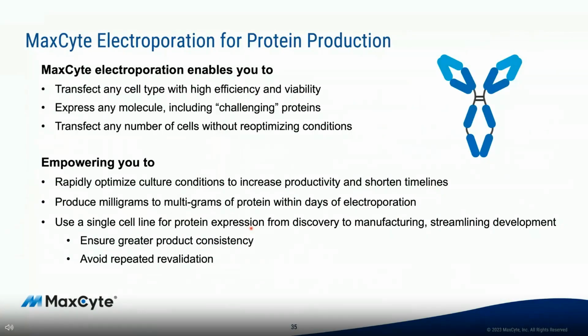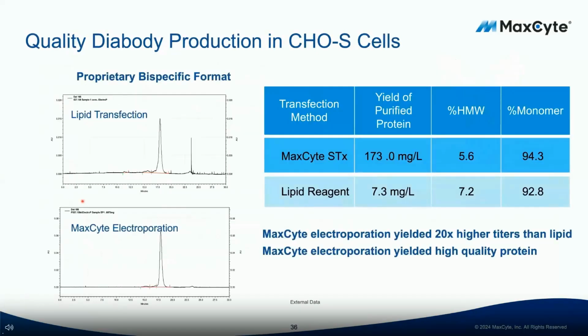You can also use MaxCyte for protein production to essentially produce milligrams to multiple grams of protein within days of electroporation, instead of establishing a stable cell line, which takes time. This is an example of diabody production in CHO-S cells, comparing lipid transfection with the MaxCyte STX. So you can see that MaxCyte basically yields 20 times higher titers than lipid transfection, and also a higher quality protein product.